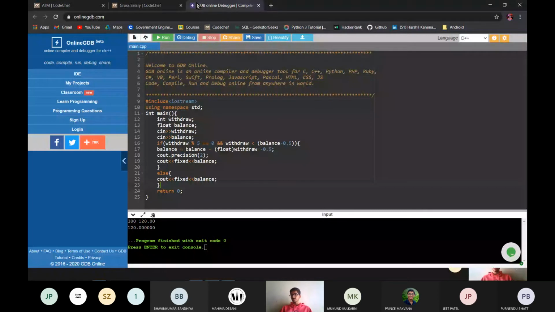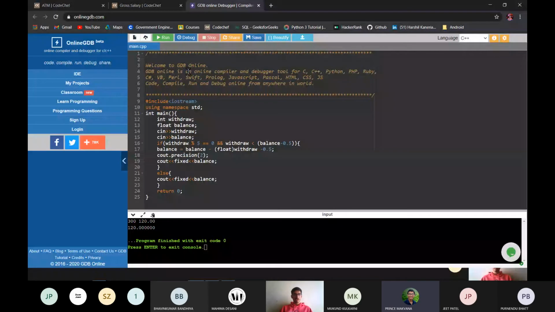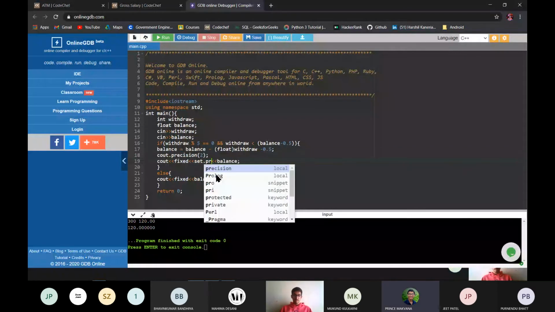I hope I am right. Harshil, yes, please. There is one error in the cout after fixed. You want to add a set precision for 2 digits. Okay, set precision, not only precision. Here you say... Yes, set precision, let not a dot, only set precision in one word.